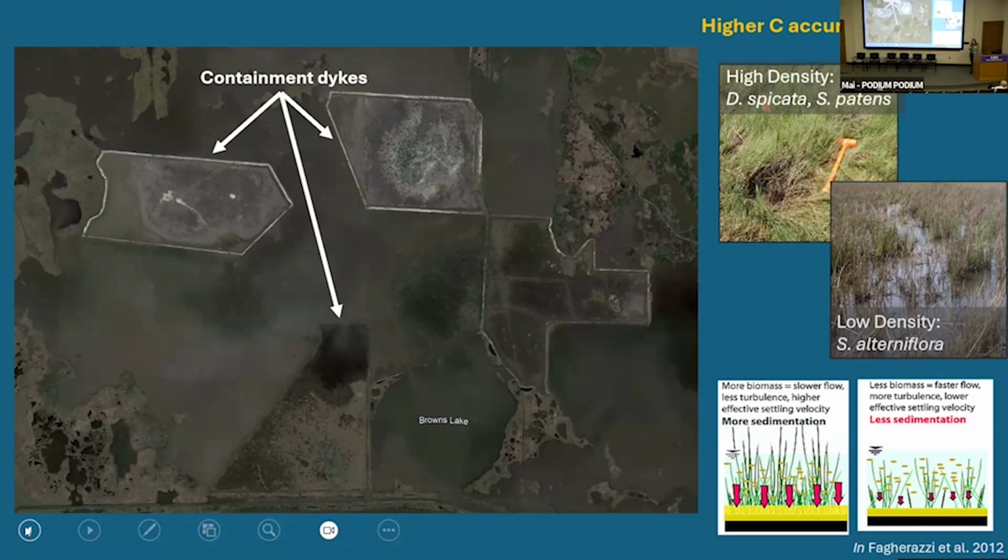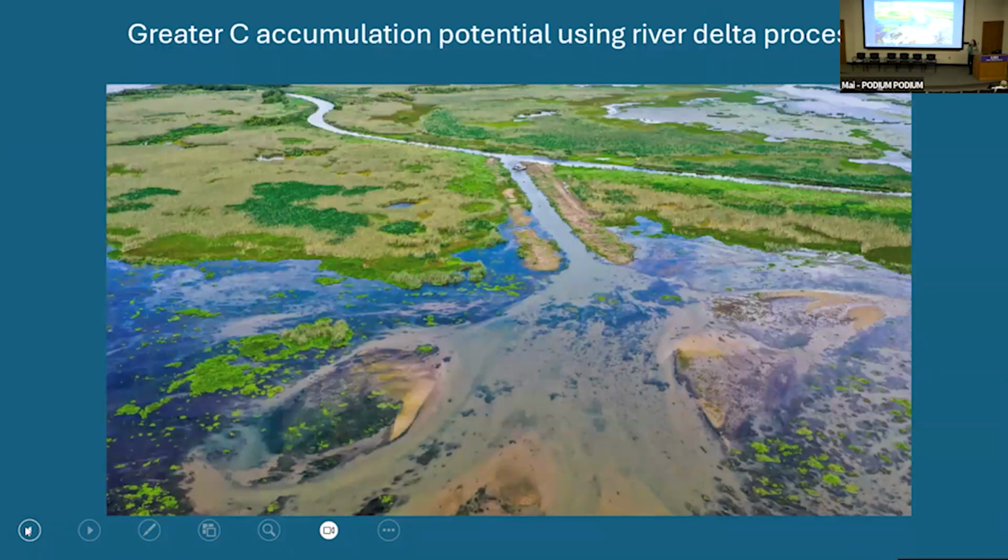So created marshes in the system are not accumulating carbon at rates similar to natural marshes. So that may lead to the idea that we might have greater carbon accumulation potential if we use the natural river delta building processes. This would be the case for a large-scale sediment diversion, like what is planned in the restoration plan, but also there might be some smaller scale activities that we can do to harness this process.